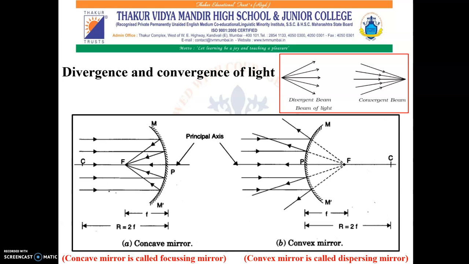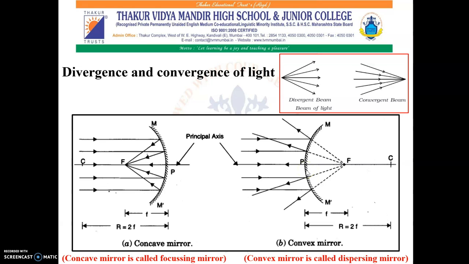Whereas convex mirror is also called a dispersing mirror. This is because the parallel incident rays of light get dispersed after reflection as shown in the picture. They are getting reflected from the mirror. That is why it is called a dispersing mirror. The size of the image produced by these mirrors is always smaller than the size of the object.